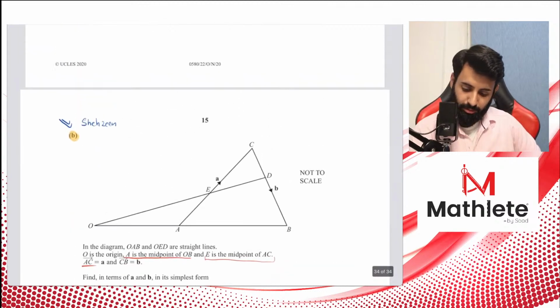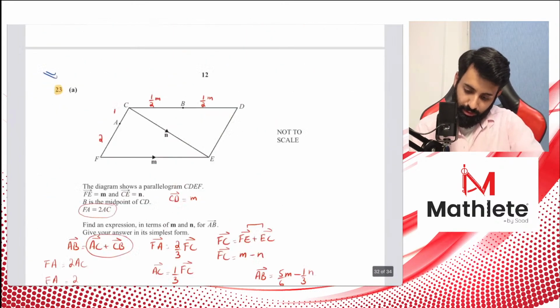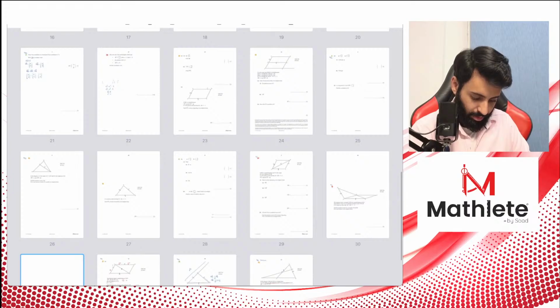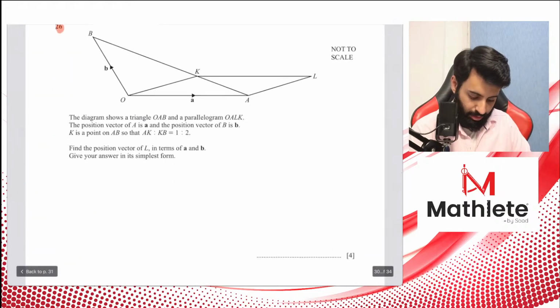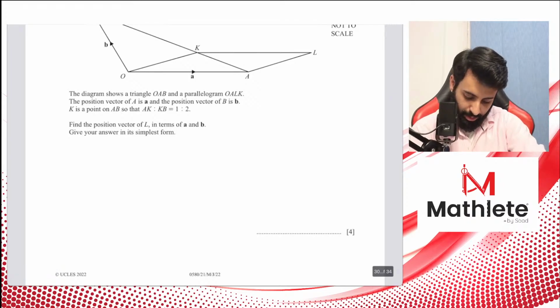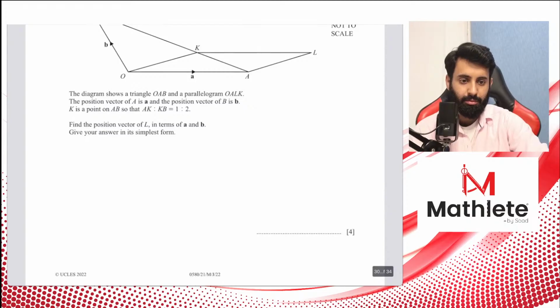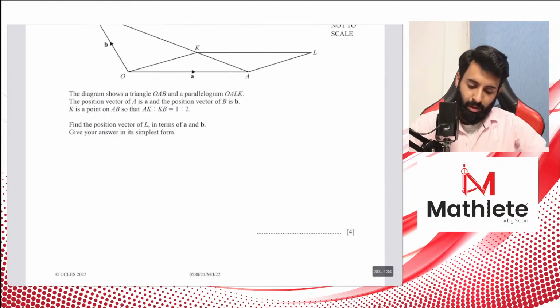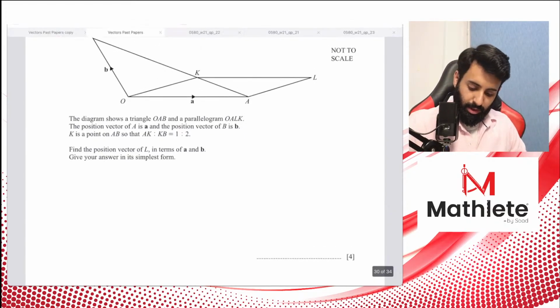Okay. Now I'm going to solve another question. Let's pick a hard question this time. So let's solve this question. This is again from IGCSE. It's paper 2, variant 1, May June 2022. So quite recent. All right. Let's see what this says.